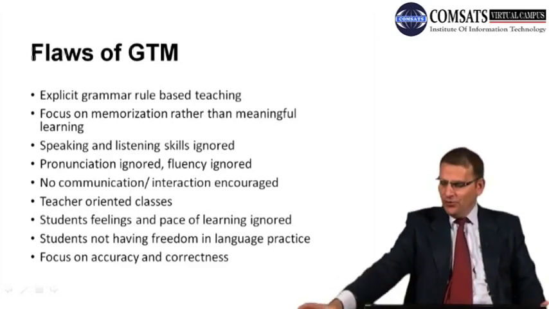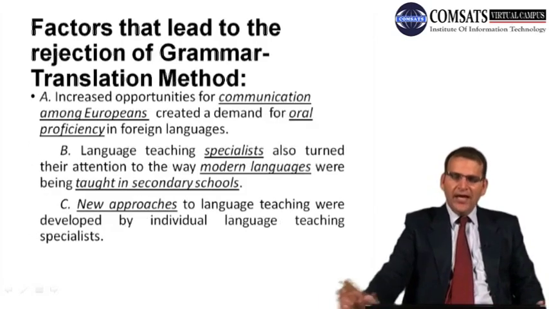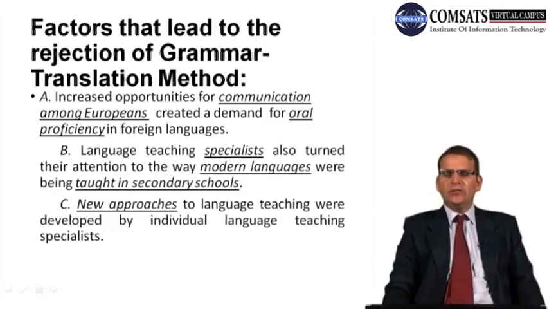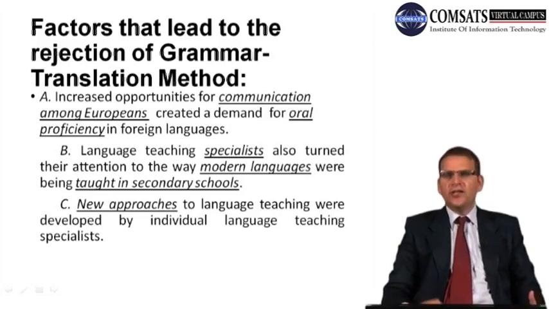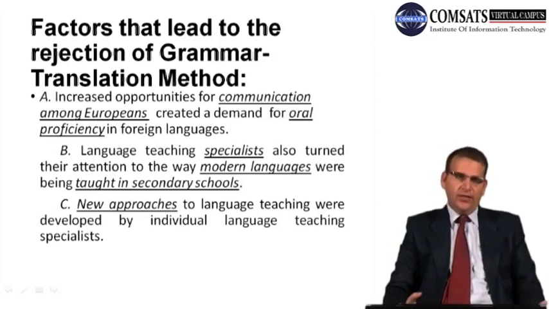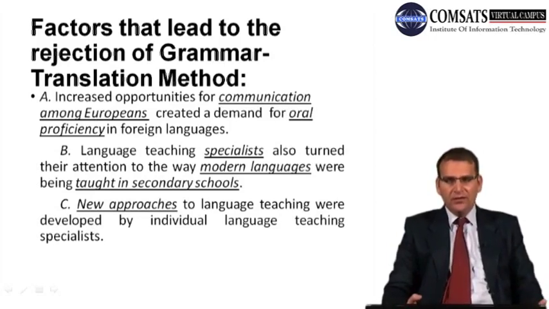These are some flaws of what? GTM. Again, what are the factors that led to the rejection? Again, this method has been rejected. Of course, now the teachers, in fact the theorists, have rejected this method. And why this method has been rejected, we need to have some grounds. I hope you understand. Whenever you reject something, you should have some arguments with that. That is why you reject this method.